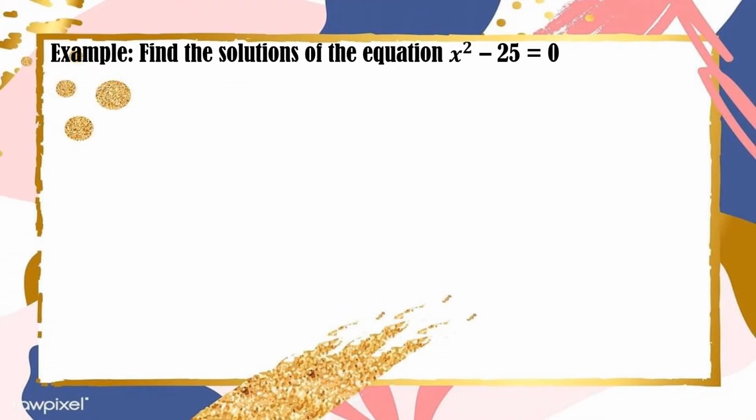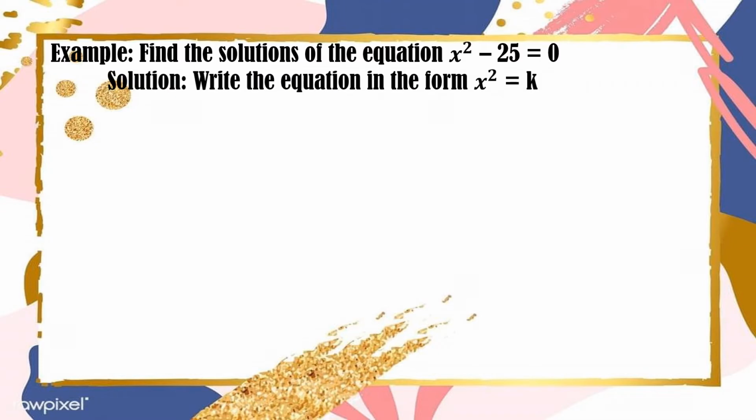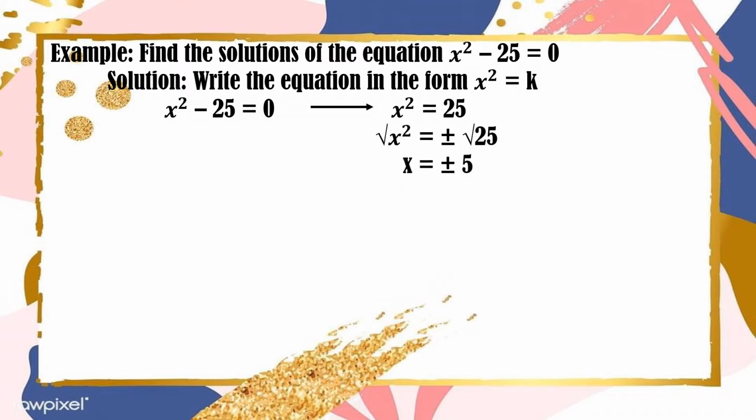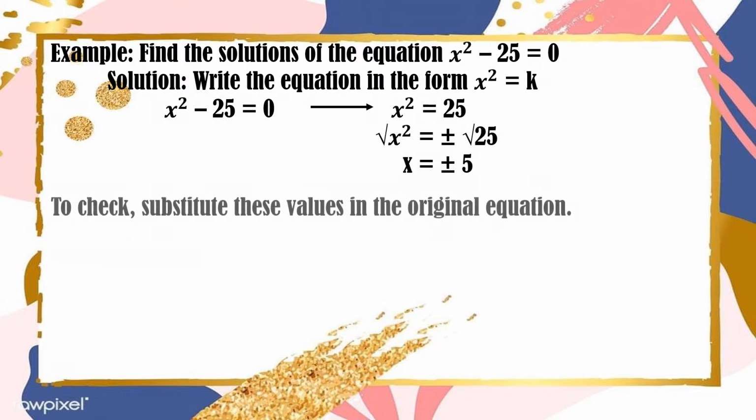Example: find the solutions of the equation x squared minus 25 equals 0. First, we have to write the equation in the form x squared equals k. Then, x squared minus 25 equals 0 will become x squared equals 25. Next, get the square root of x squared and 25. x is equal to positive or negative 5.